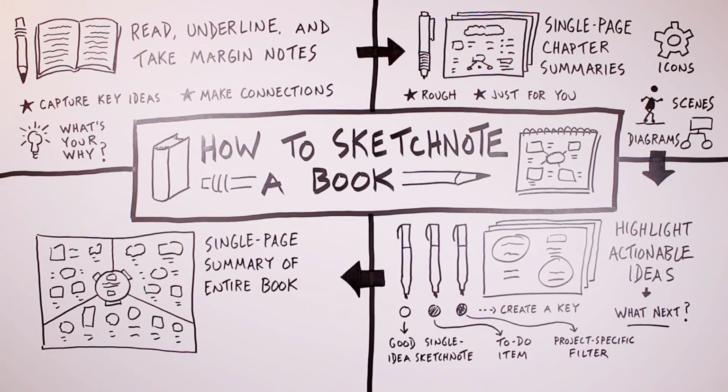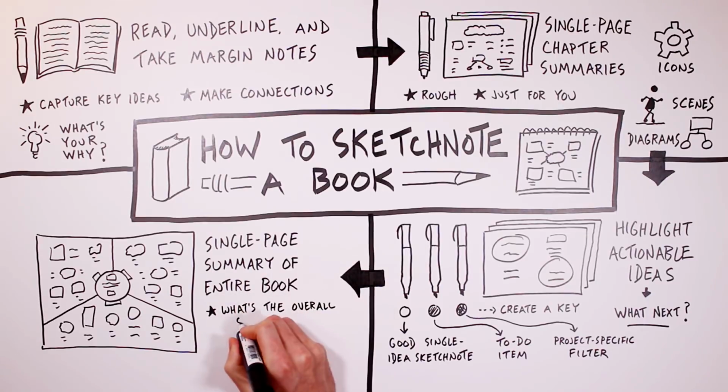The first is, what's the overall structure? In the case of Essentialism, that was pretty easy to identify because of the way in which the book was laid out. After the first section of essence, the three that followed, explore, eliminate, and execute, made it pretty easy for me to divide my page of this single page summary into the three sections that you see.